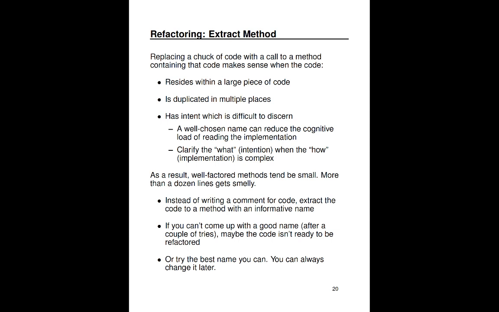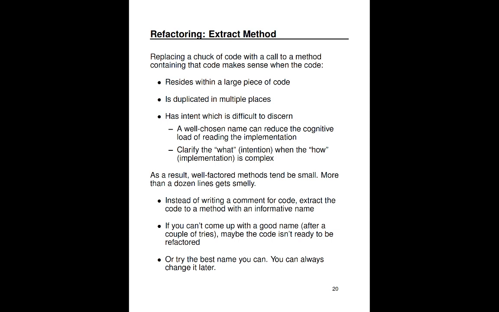Also, when you've got a chunk of code where it's hard to understand what its intent is, why the developer who wrote it chose to do so. Extracting a method can really help clarify the intention, the what of the code, especially when the implementation, or the how of the code, is really complex.